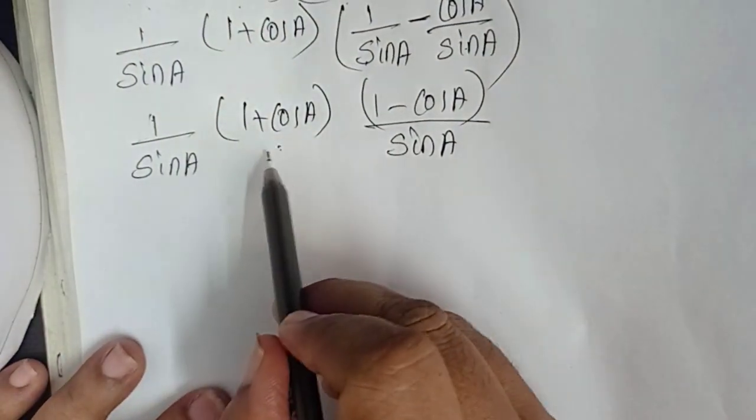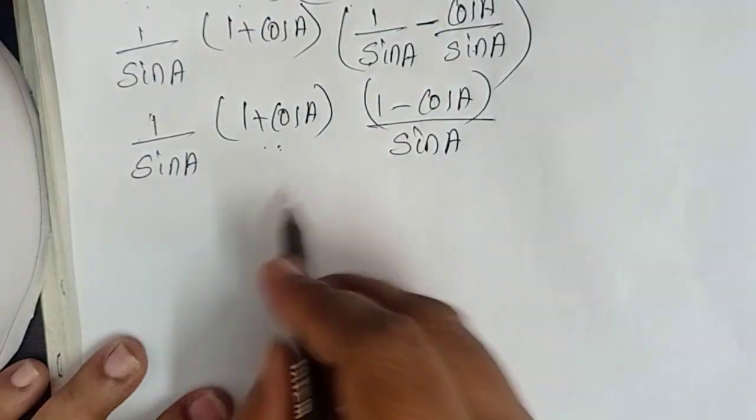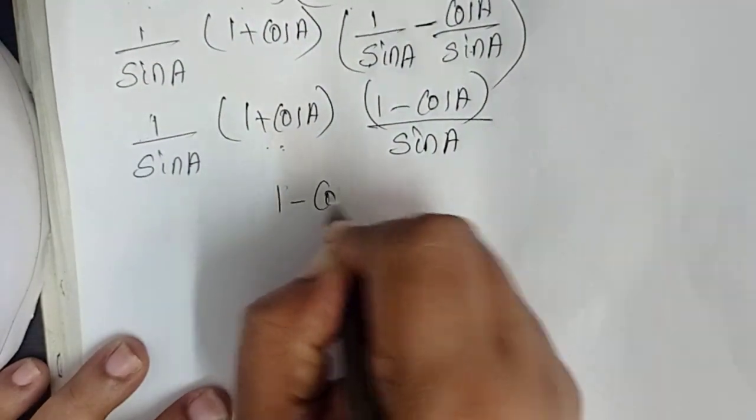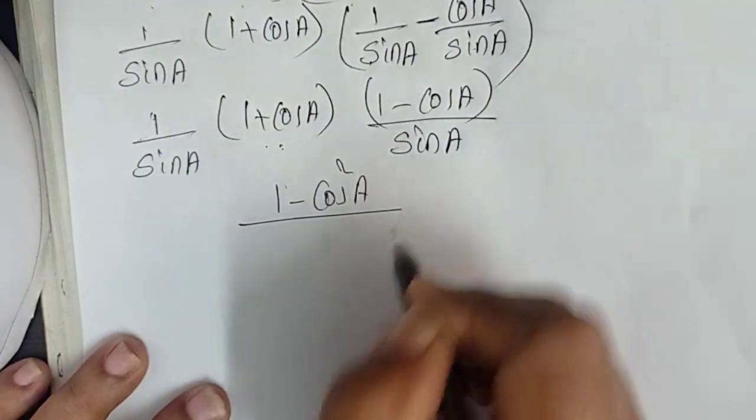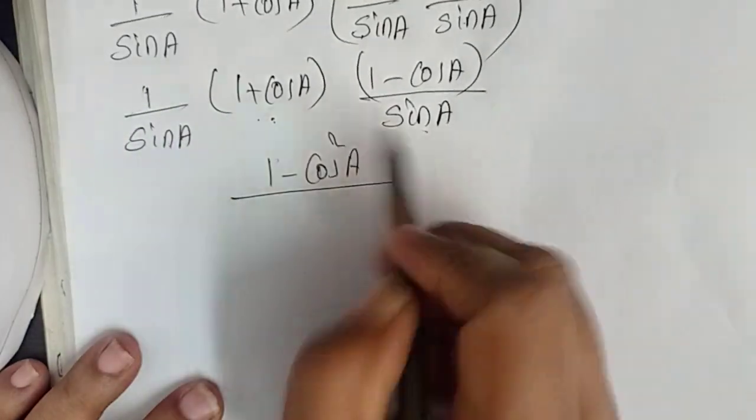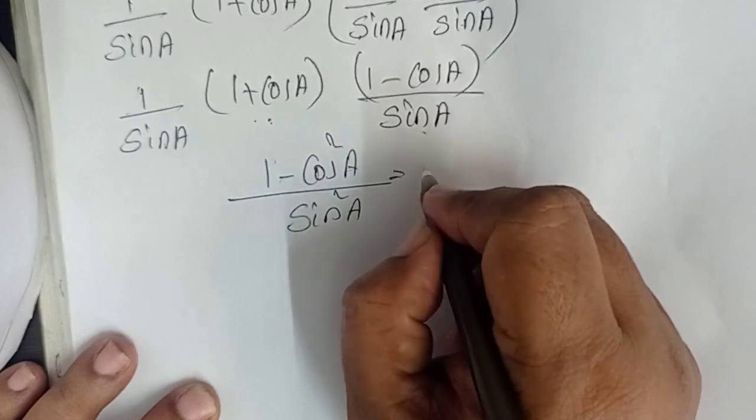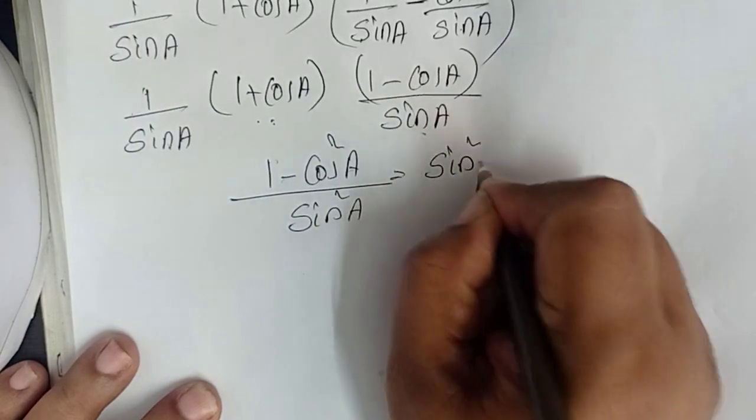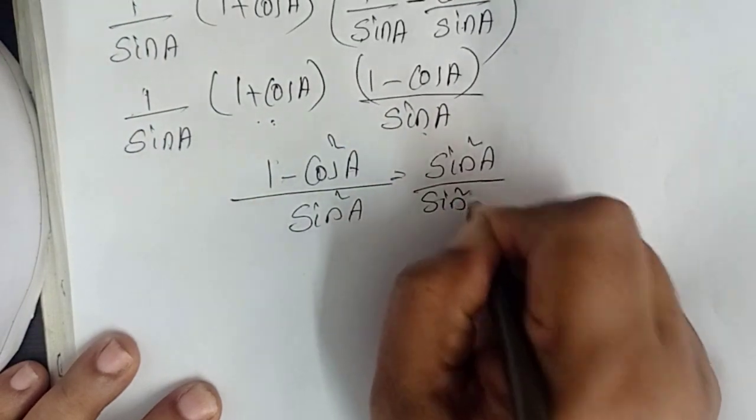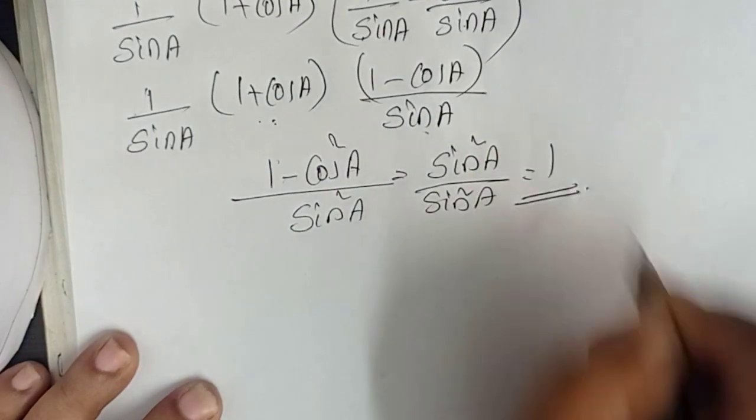From this numerator, what is (1 plus cos a) into (1 minus cos a)? That is 1 minus cos square a, (a plus b) into (a minus b). Sin a into sin a is sin square a. What is 1 minus cos square a? Yes, sin square a by sin square a is equal to 1.